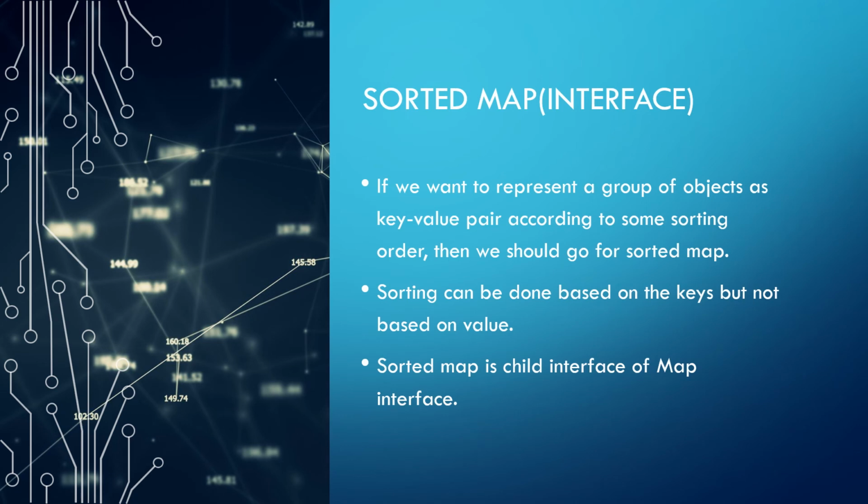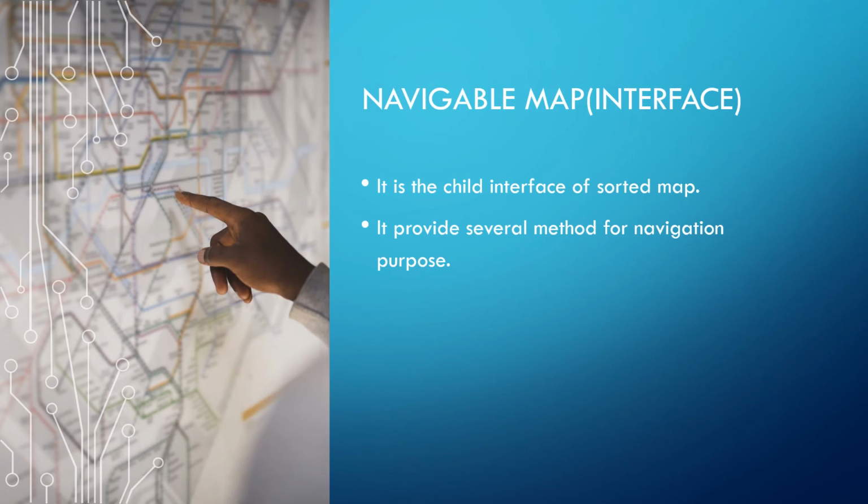Map has a further child interface, which is sorted map. If you want to represent a group of objects as a key value pair according to some sorting order, then we should go for a sorted map. Sorting can be done based on the keys but not based on the values. Sorted map is a child interface of map. Navigable map is a child interface of sorted map. It provides several methods for navigation purposes.